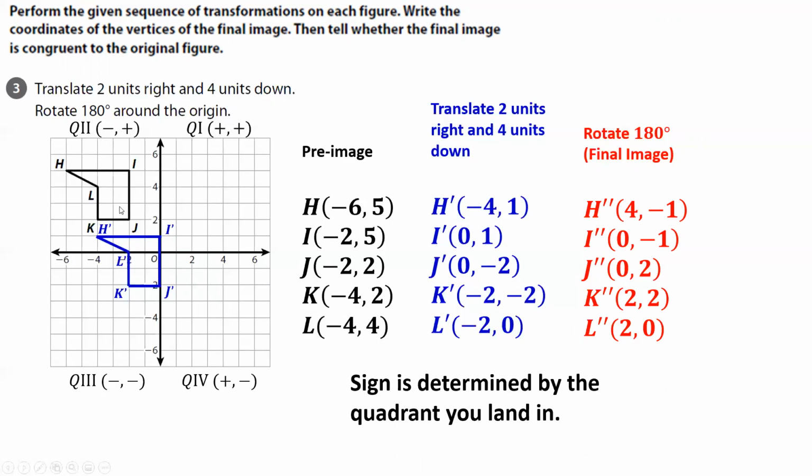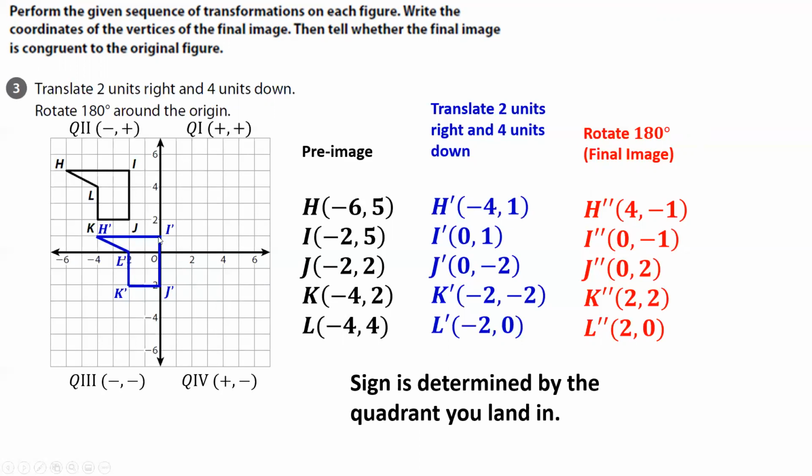So if we look at H, H prime is in quadrant 2. When we rotate that 180 degrees, it's going to land in quadrant 4. It's going to land 2 quadrants away. And in quadrant 4, our signs will be positive, negative. So now it's going to be 4, -1.